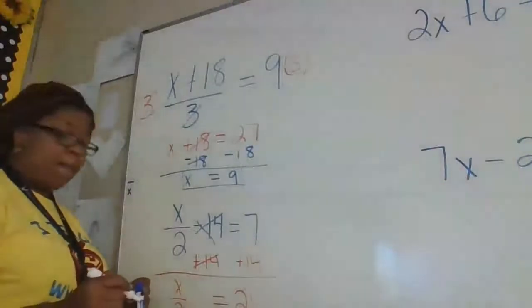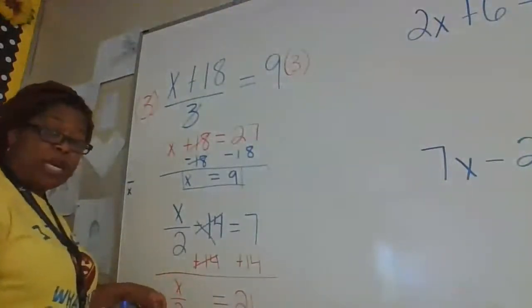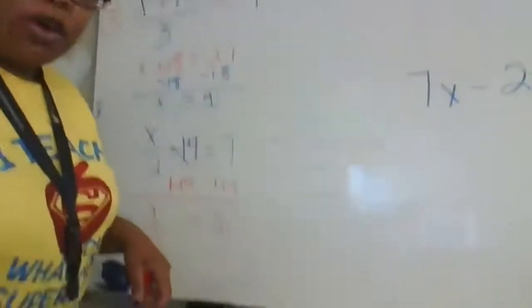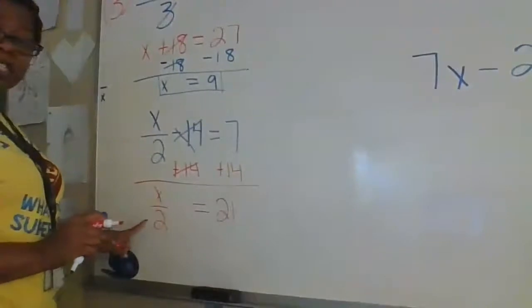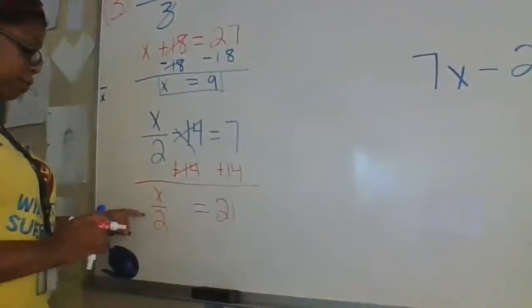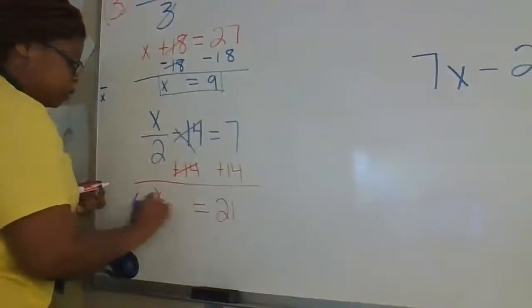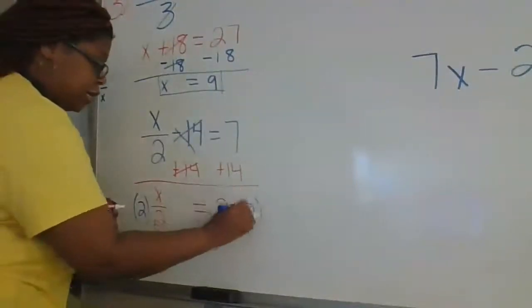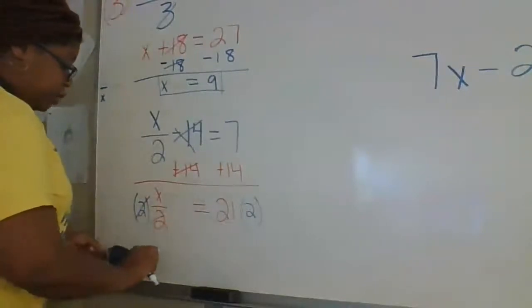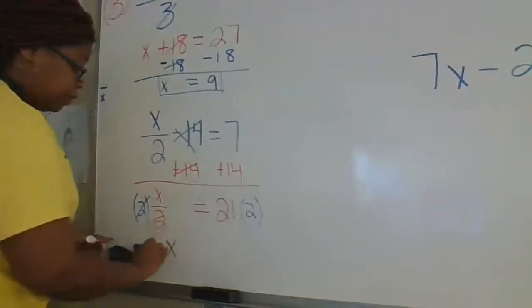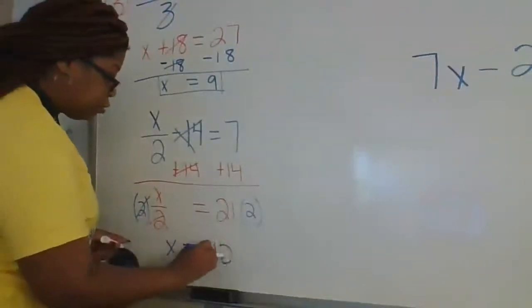Got it? Cool. Now we need to get rid of the 2. In this case, this is division, so we are going to multiply both sides by 2. What we do on one side, we do on the other, right? So we cancel out the 2, and you are left with x equals, and then 21 times 2 is 42.